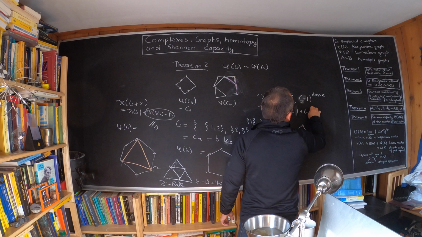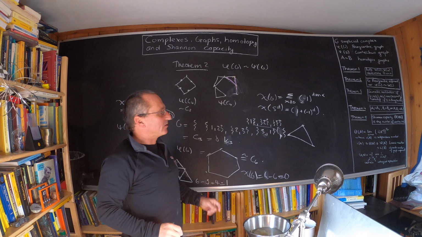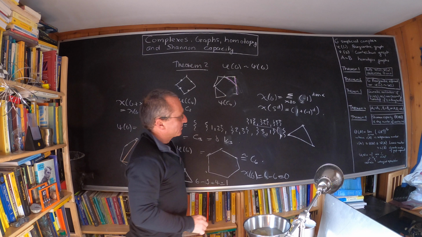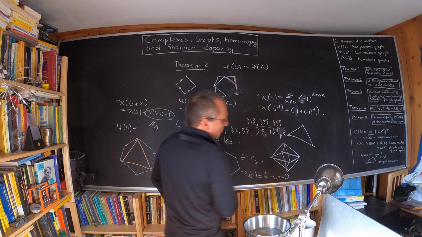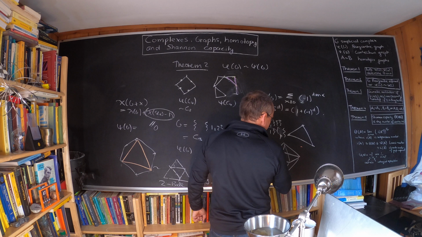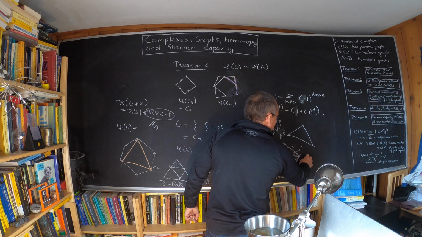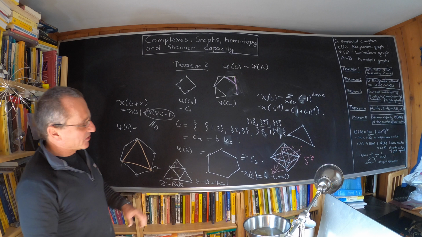So for example, the Euler characteristic of a two-dimensional sphere is 2. That's the Euler formula. The Euler characteristic of a three-dimensional sphere is 0. And you get that, for example, if you take a two-dimensional sphere and make a suspension of it. Suspension means you just add 2 points and you connect everything to these 2 points. And then you get the three-dimensional sphere, which is exciting in topology.